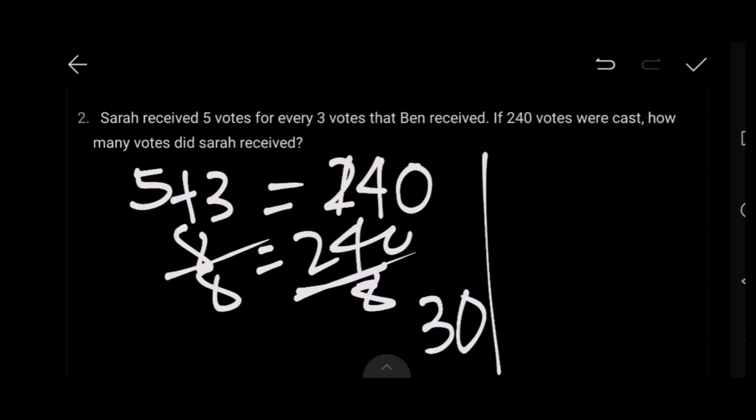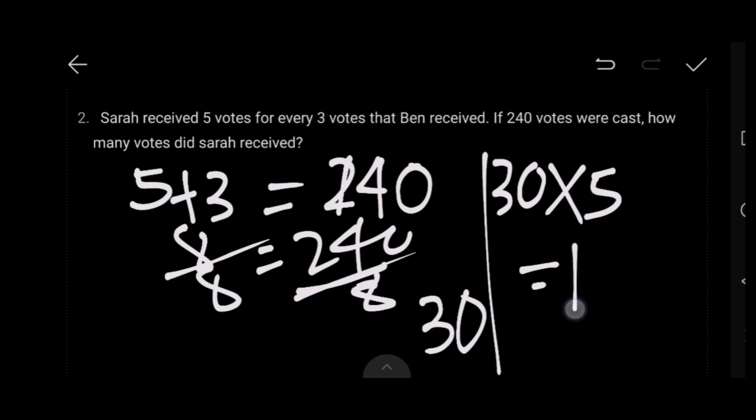So, multiply 30 by the ratio of Sarah. Ito, 5. So, 30 times 5 equals 150. So, from the 240 votes, Sarah received 150 votes.